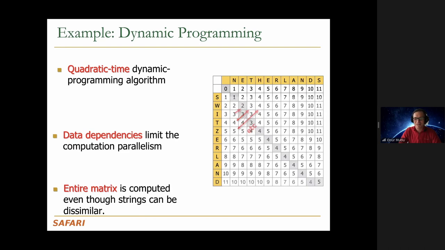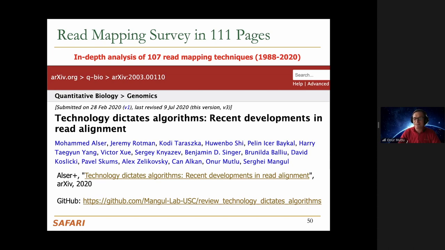I'm not going to go through this paper also, but we have recently surveyed read mapping algorithms and techniques that were published in the last 40 years, well, 35 years or so, let's say. And there are a lot, actually, and they all have different categories. If you're really interested, you can take a look at the survey, which is currently under review in a journal. Okay, so that was kind of the background.